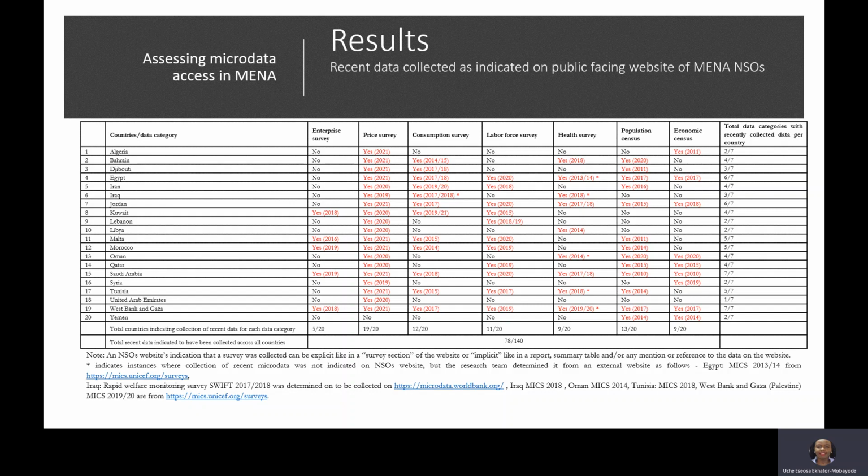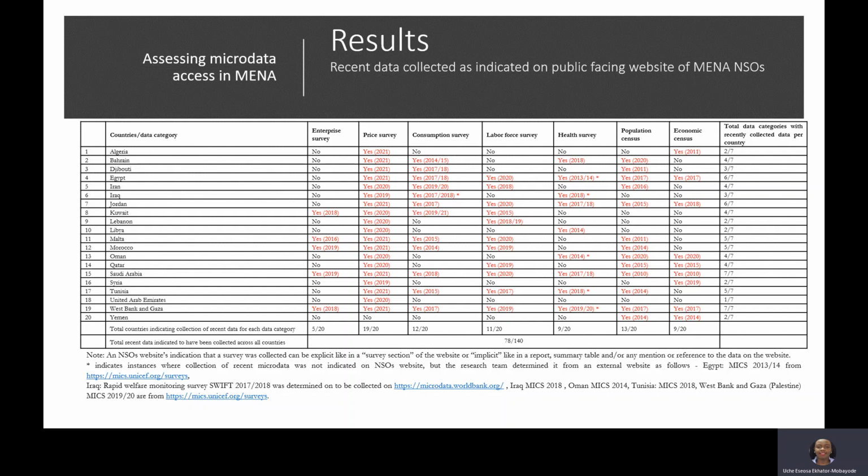If you look at the price surveys, for example, all of the countries except for Yemen have recent price surveys. For consumption surveys, you have 12 countries. For labor force surveys, 11 countries have collected that recently. Health surveys, 9 countries. Population census, 13 countries. And for economic census, 9 countries.